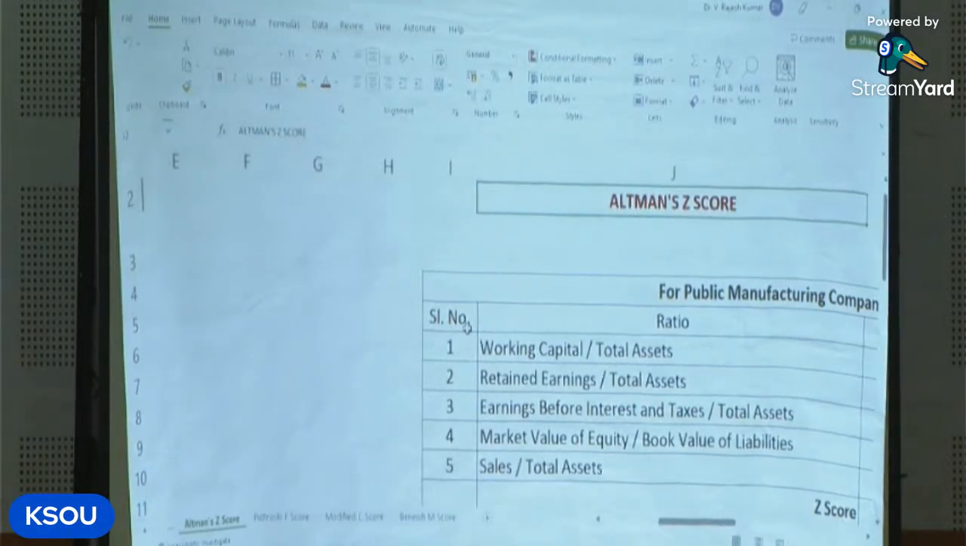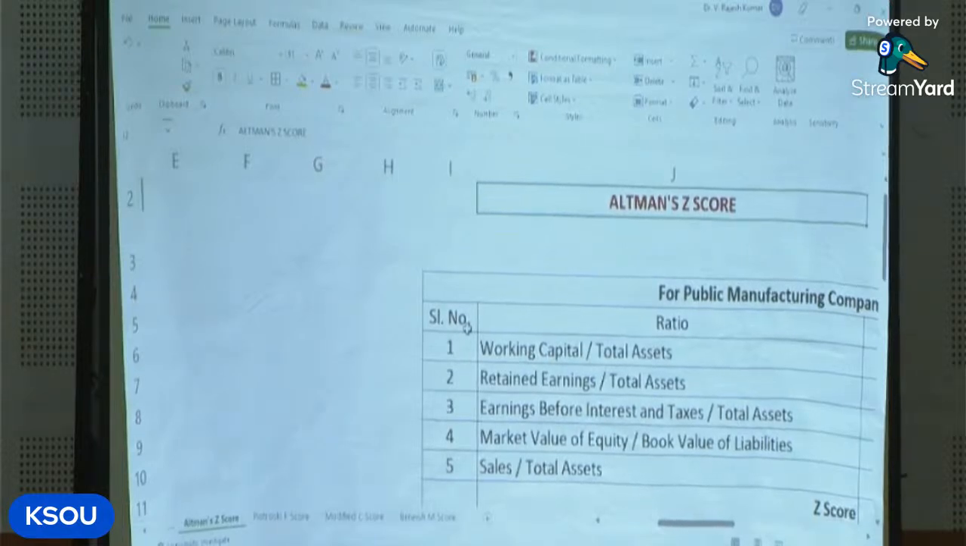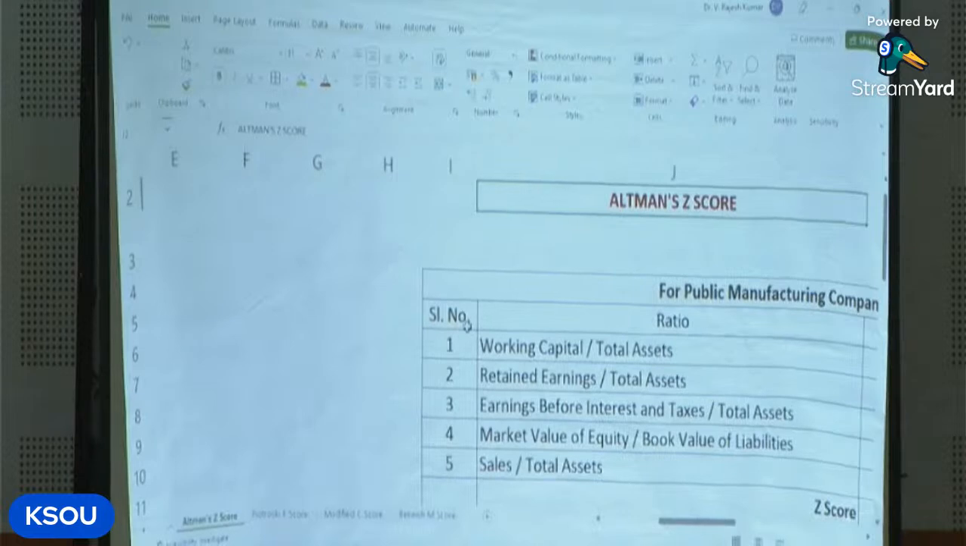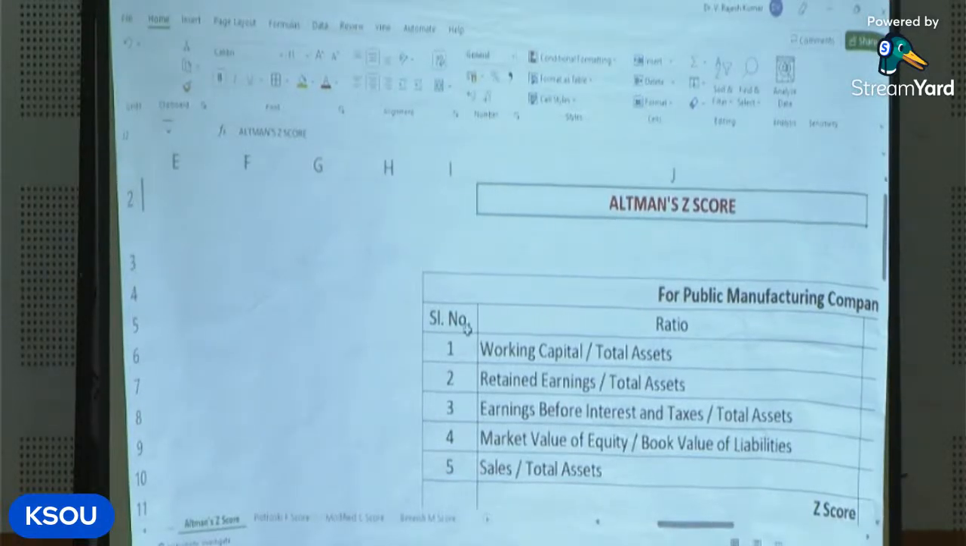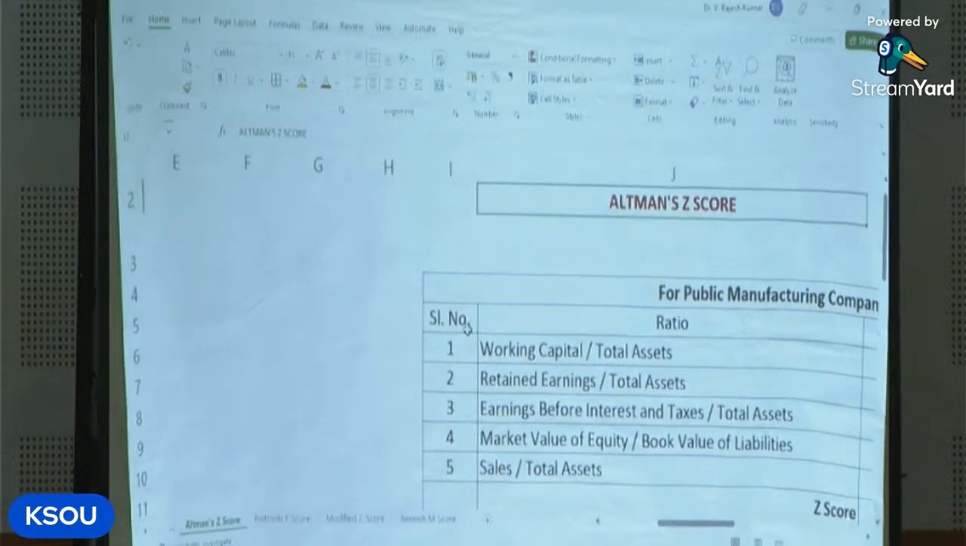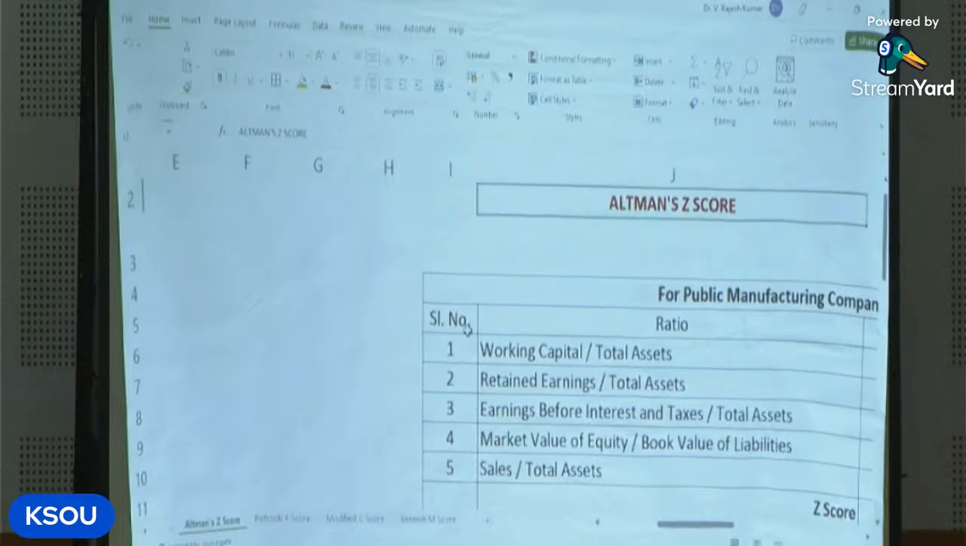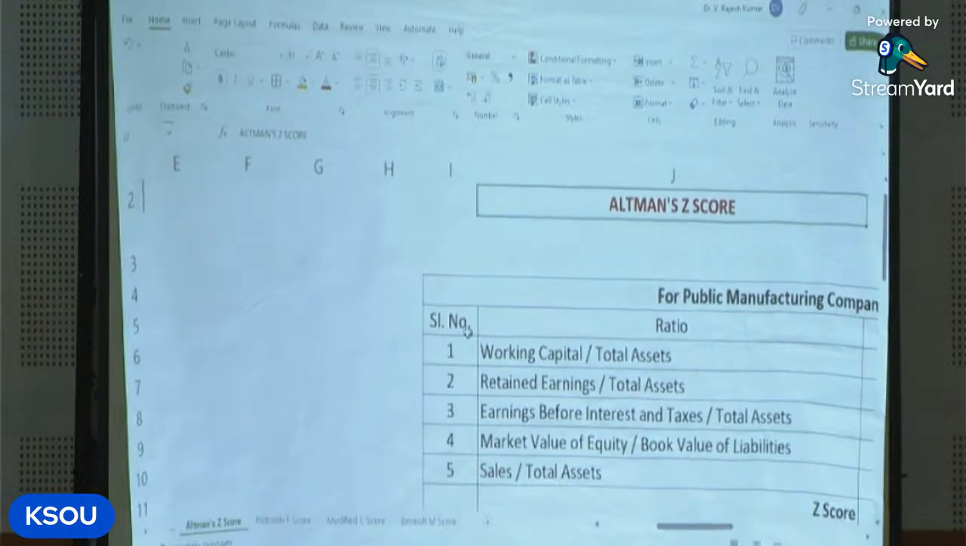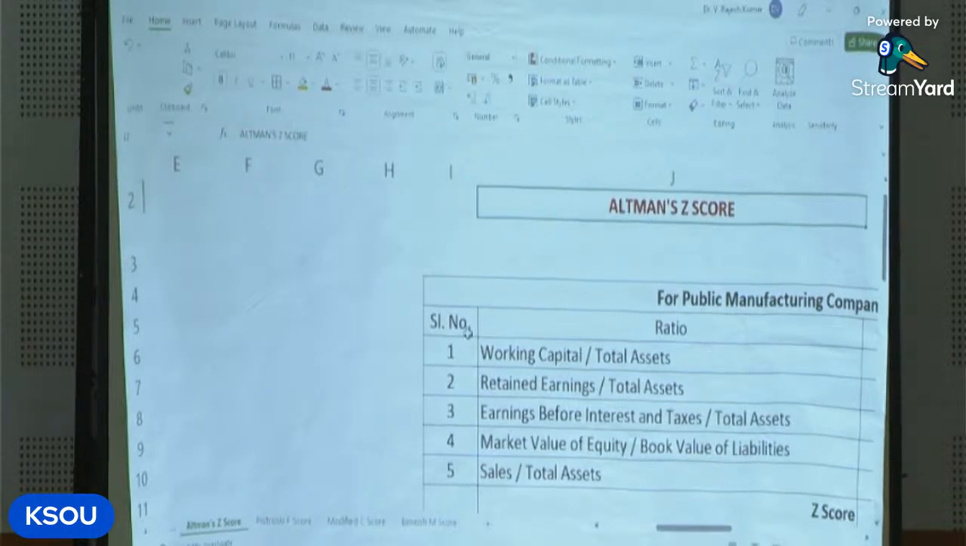How? I'll show you. Friends, I gave this assignment to our students. Every group worked on one company. One group took Satyam and calculated this Z-score, and according to them, in the next 2 years Satyam would go bankrupt. That was the message. But friends, at that point of time, Satyam was a very big company. Just a few months back, it had got a Golden Peacock Award.